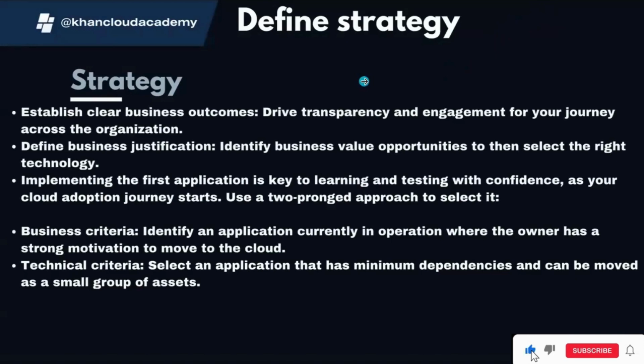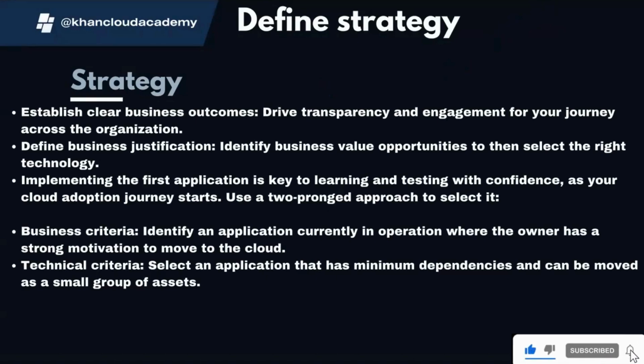Strategy also means establishing clear business outcomes, driving transparency and engagement for your journey across the organization, defining the business justification, identifying business value, and opportunities to select the right technology. Implementing the first application is the key to learning and testing with confidence as your cloud adoption journey starts. Use a two-pronged approach to select it: business criteria and technical criteria.